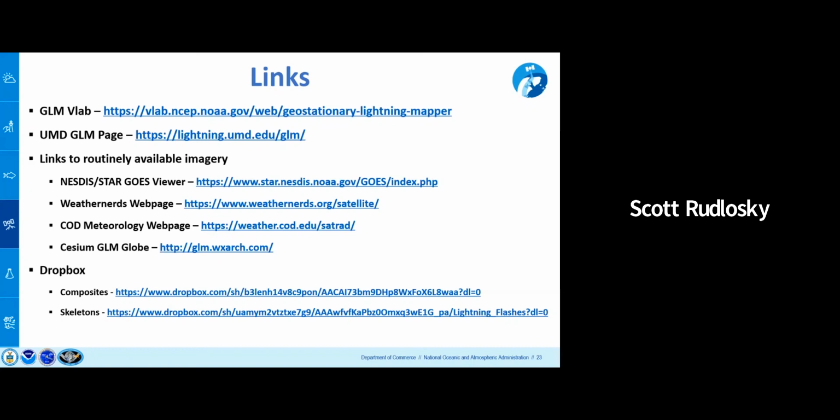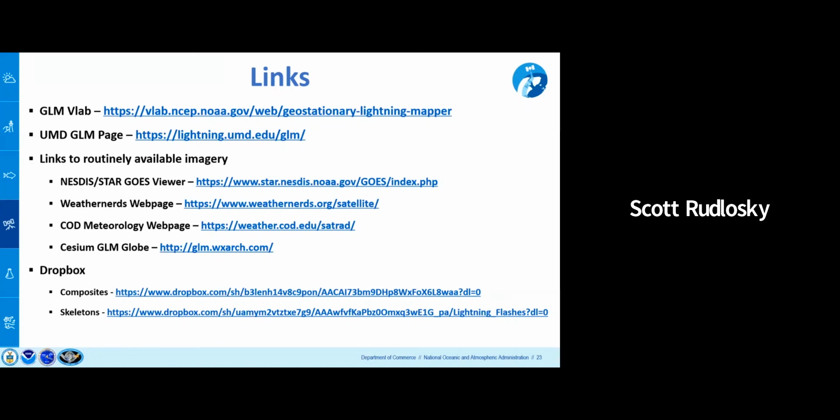But my go-to was always Weather Nerds until the Star GOES viewer recently added those sectors. And they also recently updated so the GIFs that you export are prettier and cleaner. Some of the colors used to drop out. And so I'd say that's my go-to webpage now for looking at real-time data.